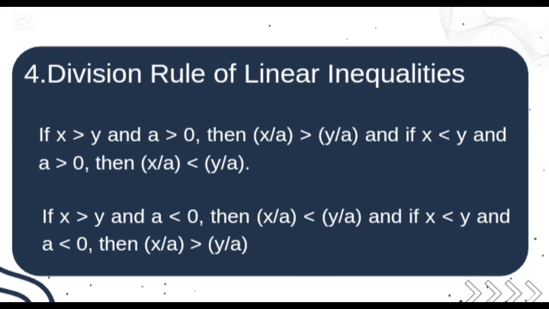And the last, 4. Division rule of linear inequalities. As per the division rule of linear inequalities, division of both sides of an inequality with a positive number produces an equivalent inequality. That is, the inequality symbol does not change. If x more than y and a more than 0, then x over a more than y over a, and if x less than y and a more than 0, then x over a less than y over a.